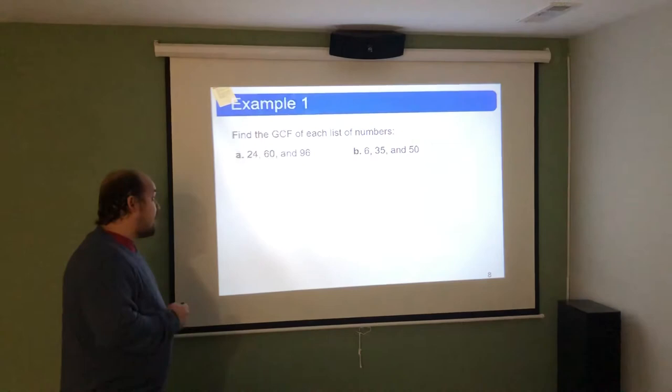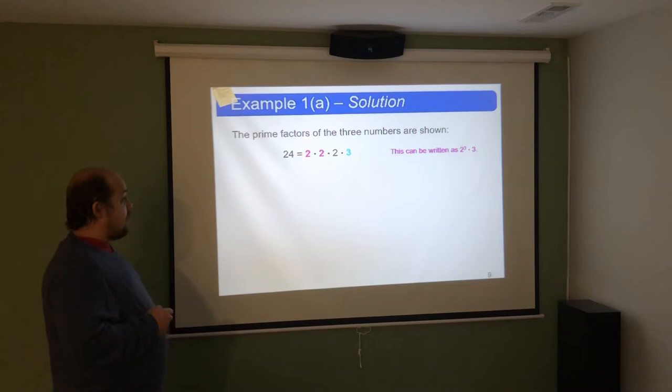Instead of talking out each of these, I'm just going to show them. So when we do the prime factors for 24, we get 2 times 2 times 2 times 3. For 60, it's 2 times 2 times 3 times 5. And for 96, it's 2 times 2 times 2 times 2 times 2 times 3.